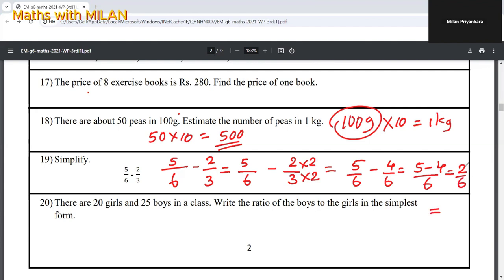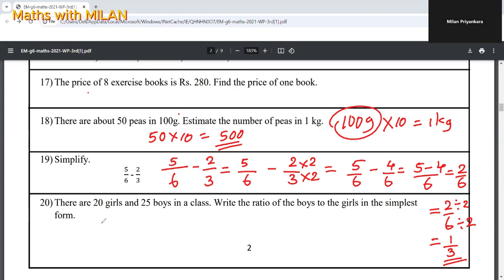You can divide both 2 and 6 by 2. Then you keep it in the simplest form. The answer is 1 over 3. Right? And here we have come to the last question.